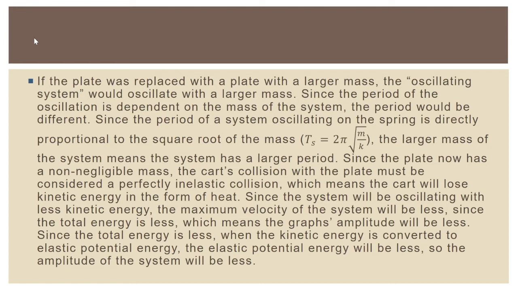So as I said here, since the period of a system oscillating on a spring is directly proportional to the square root of the mass, according to the equation, the period is 2 pi times the square root of m over k, the larger mass of the system means the system has a larger period.